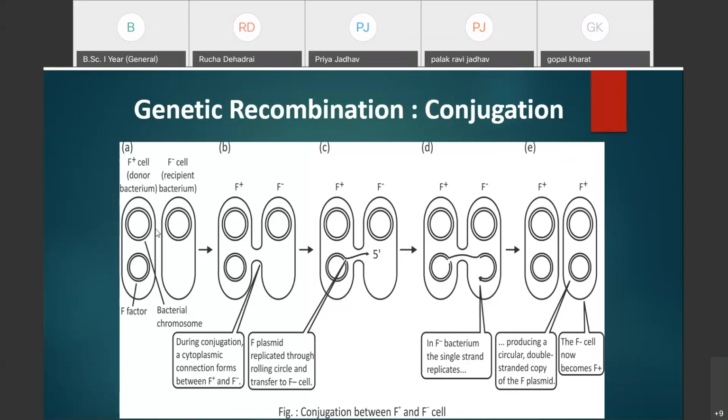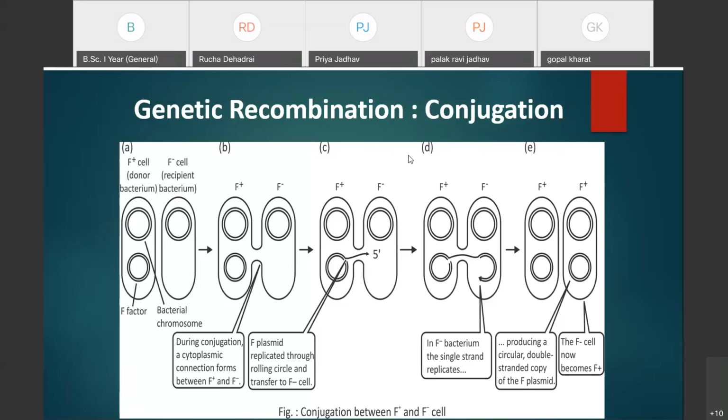the first step in conjugation, the two bacterial cells of the opposite strain, F positive and F negative, come in close contact with each other. The cell to cell contact is established by the formation of the sex pili. Here you can see these are connecting with each other with the help of the sex pili, and these sex pili are forming a channel between the two cells.